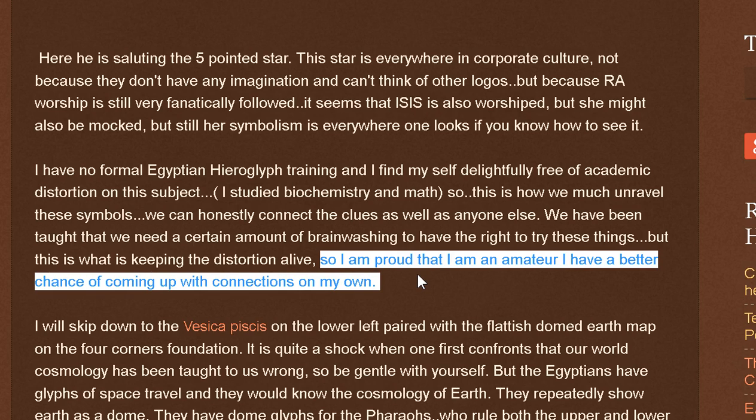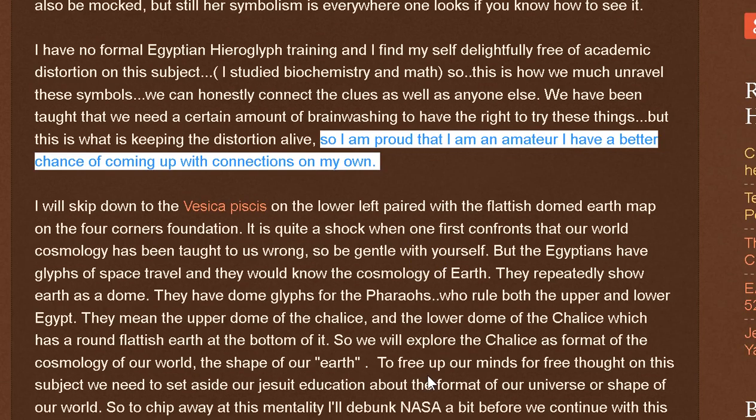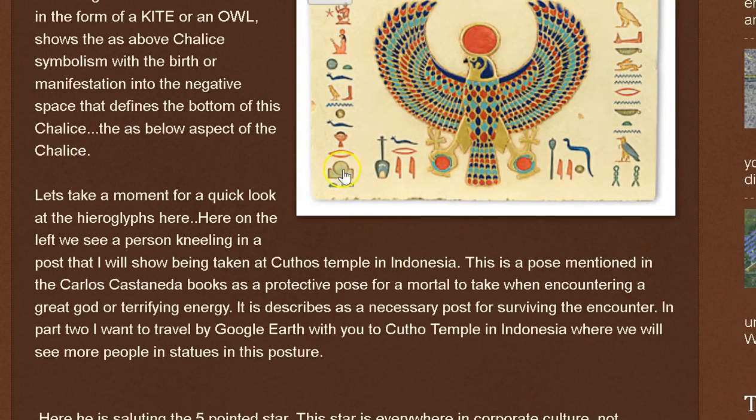I will skip down to the vesica piscis on the lower left, paired with the flattish domed earth map on the four corners foundation. It is quite a shock when one first confronts that our world cosmology has been taught to us wrong, so be gentle with yourself. But the Egyptians have glyphs of space travel and they would know the cosmology of Earth.